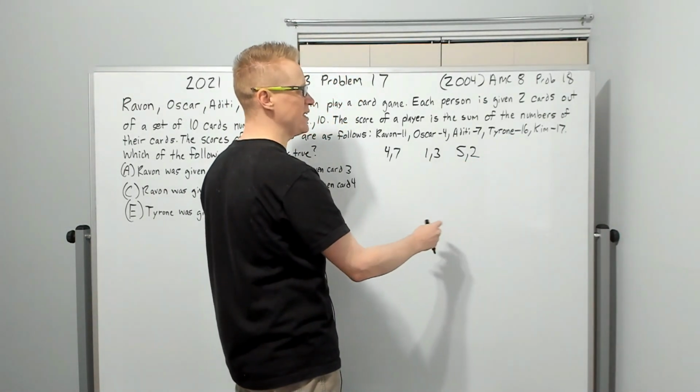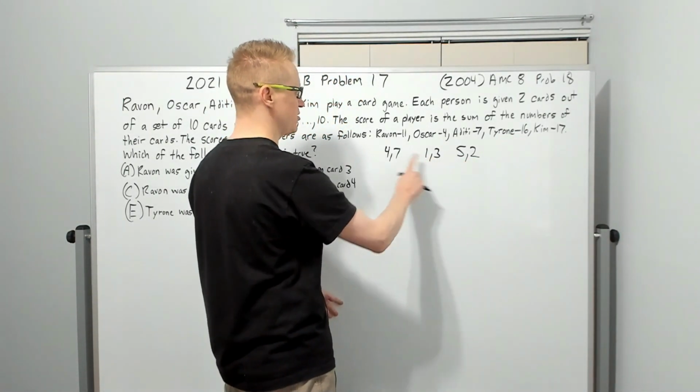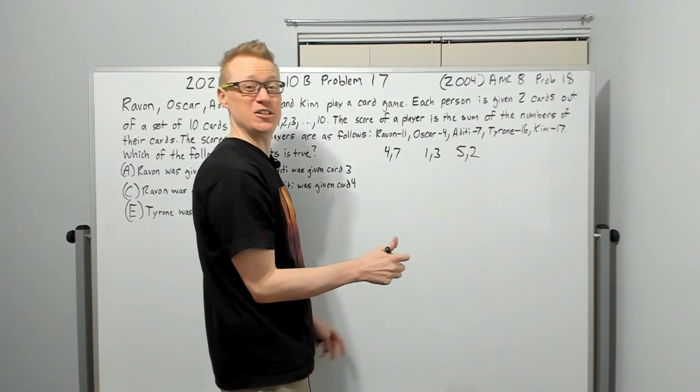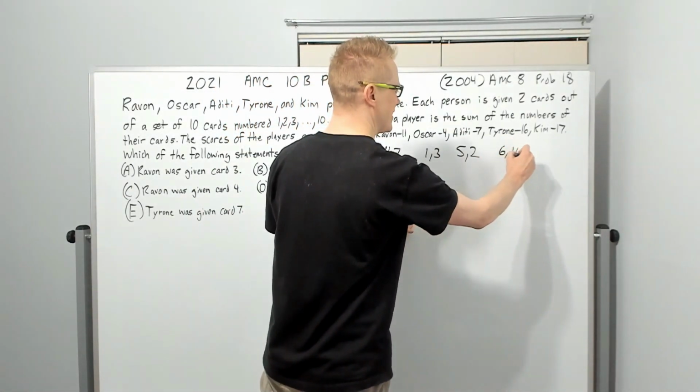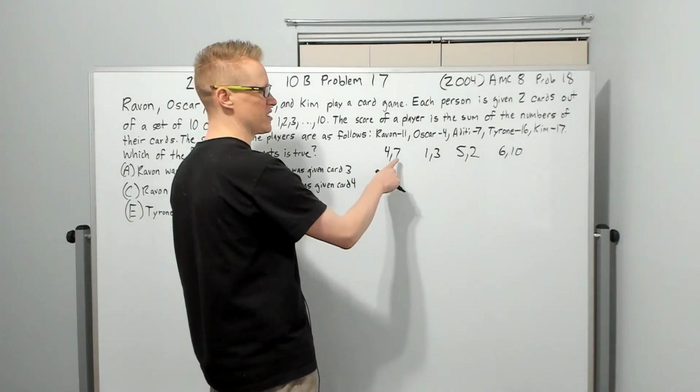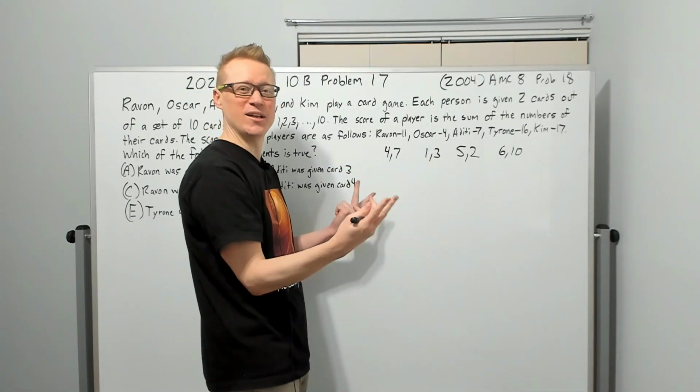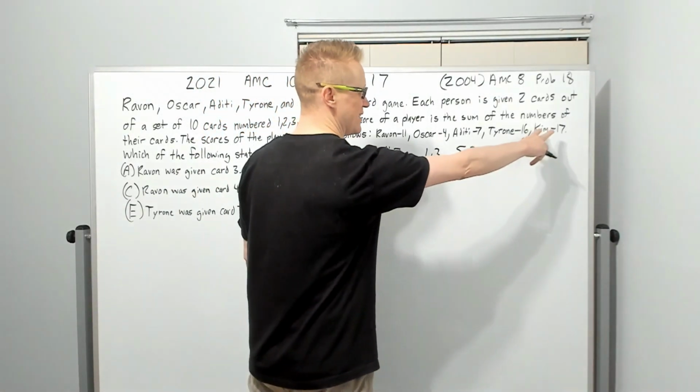Tyrone 16, where are we at? We can't use 1, 2, 3, 4, or 5. We're going to have to use 6. It's probably 6 and 10. Let's just see if anything else works. If I tried 7 and 9, no. Double 8, can't do it. Got to be 6 and 10.